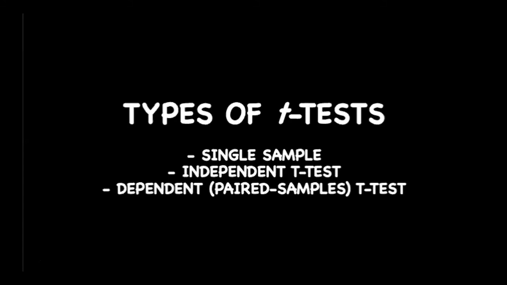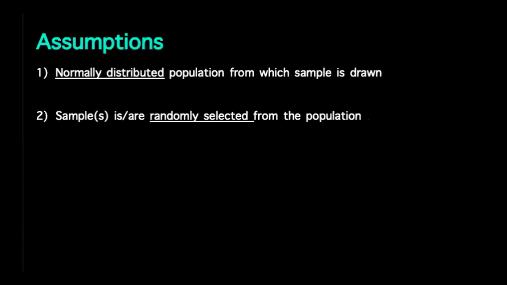So before we get into the nitty-gritty of each of these tests, all t-tests have to adhere to certain assumptions. Every single one of them is going to have a normally distributed population from which a sample is drawn, which also means that the sample needs to be normally distributed. So just think normal distribution. And then our samples also have to be randomly selected. So anytime you see assumptions on a test, the first two things you should write down are normally distributed data and random sampling.